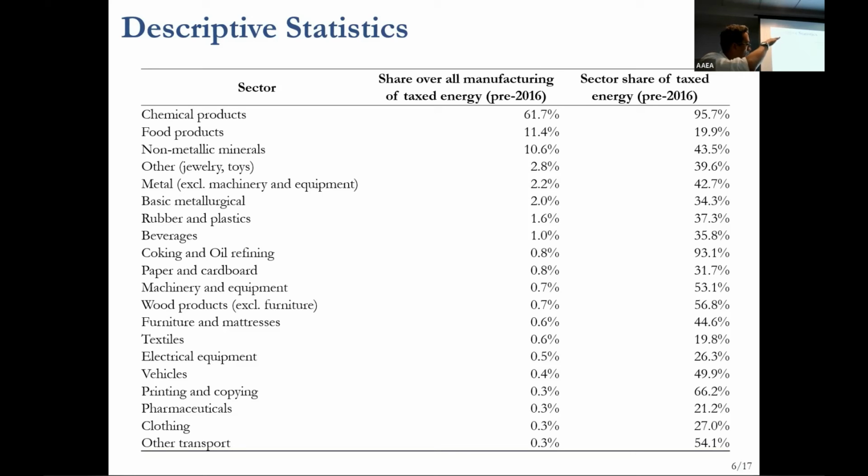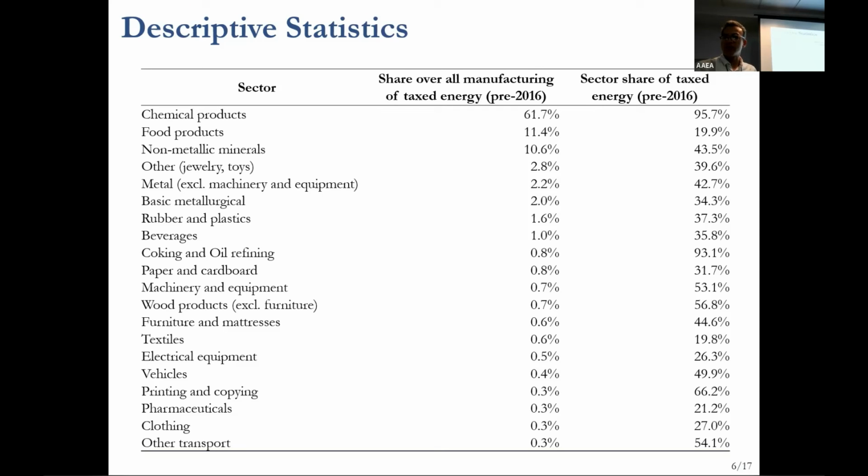And then the other ones are going to have very low weight on the total emissions of the manufacturing sector. And the second column is going to show you how much of the fuels that the sectors use on average are going to be the fuels that are actually taxed under the carbon tax that was implemented. So 95%, 96% of the fuels that are used by the chemical products manufacturing sector are taxed. And then you're going to have a whole range of variation.